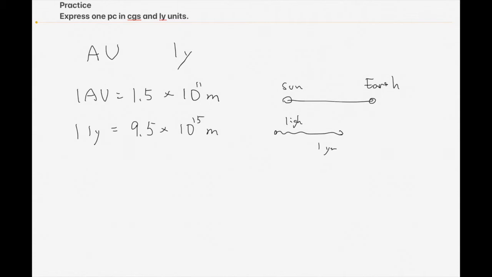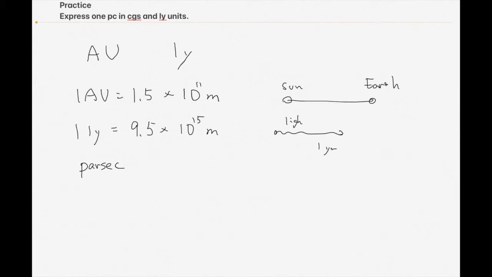So today I'd like to introduce another unit of length, the parsec. Parsec describes long distances in the universe.